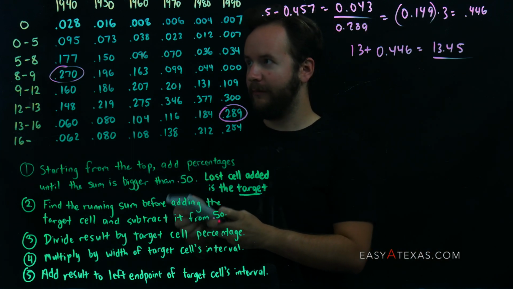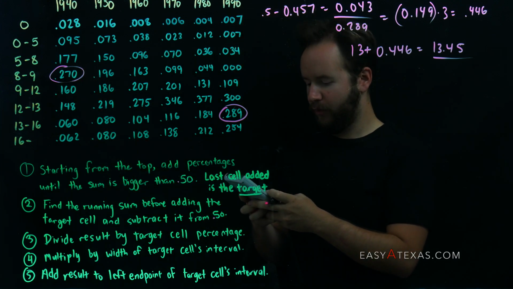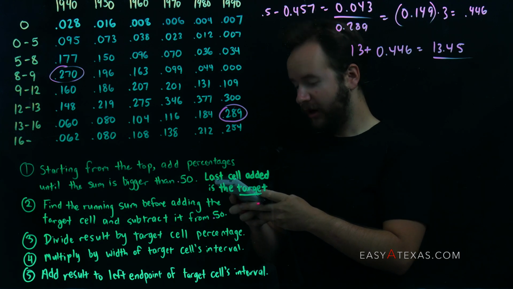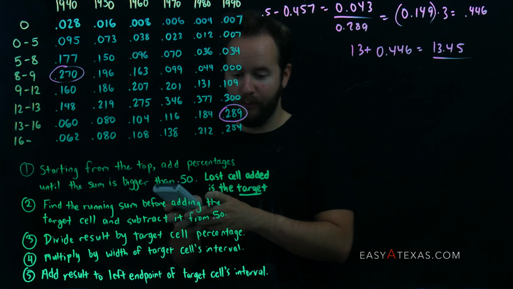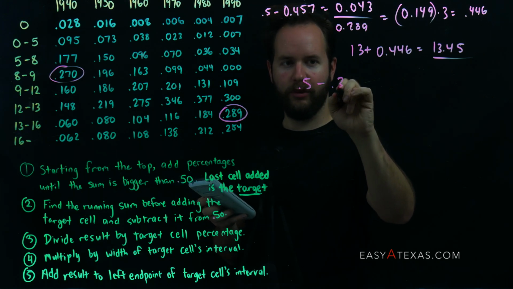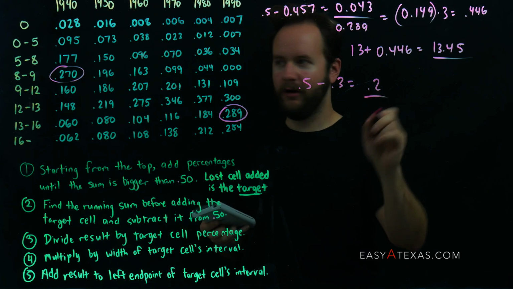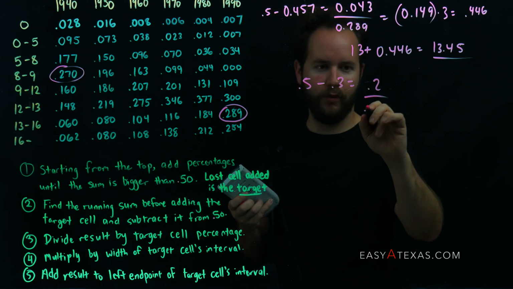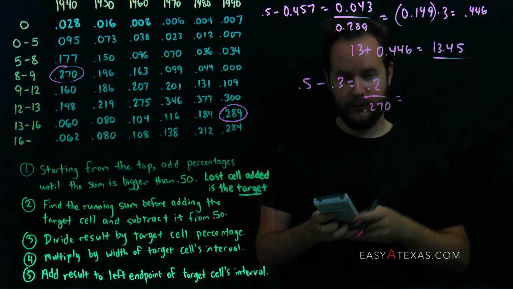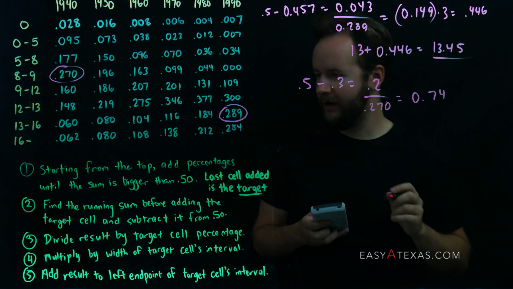Now we're going to follow the next steps. We're going to add these values up until the target cell. That's 0.028 plus 0.095 plus 0.177. Subtracting that from 50%, or from 0.5 rather, is going to give me 0.2. Step 3, divide that result by the target cell value. In this case, the target cell value was 0.270, which gives me 0.74.